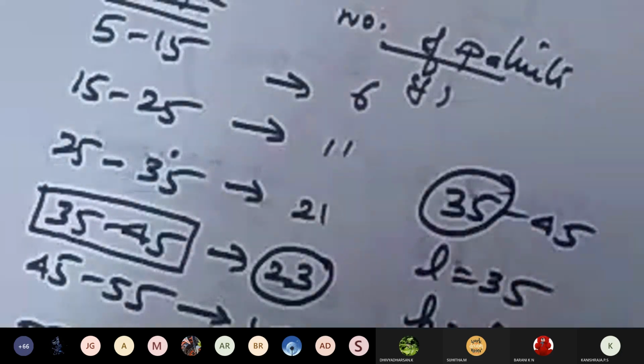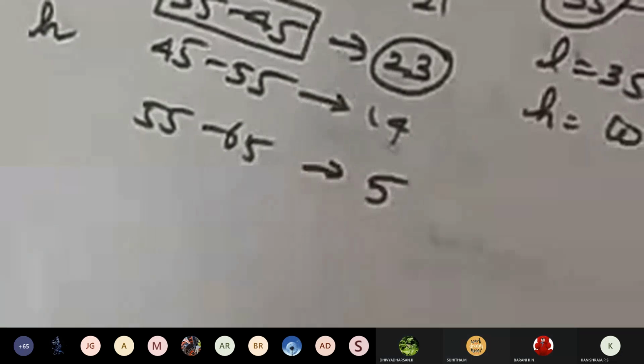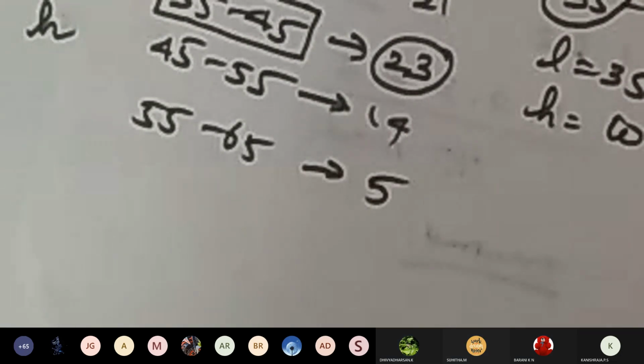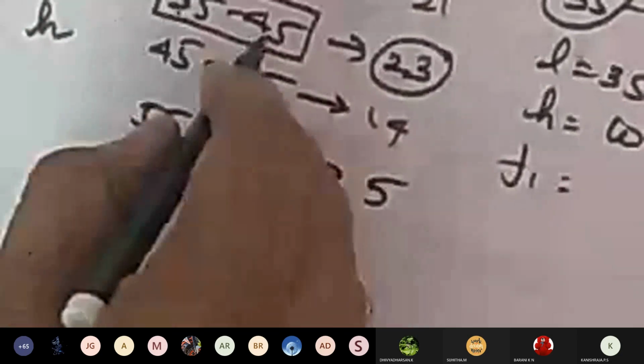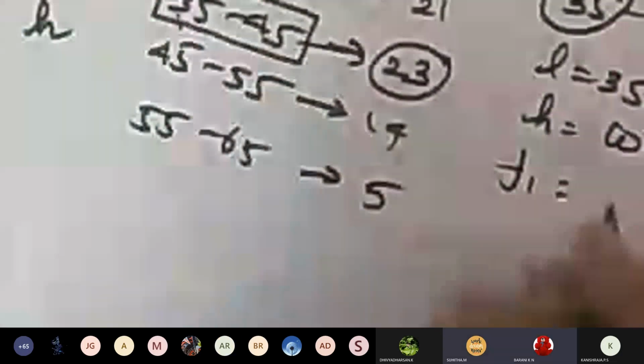What is F1? F1 is the frequency of the modal class. 35 to 45 is the modal class. What is the frequency of this modal class? 23. F1 is 23.